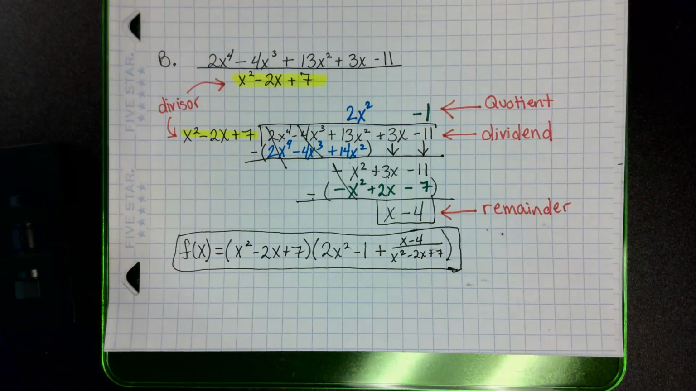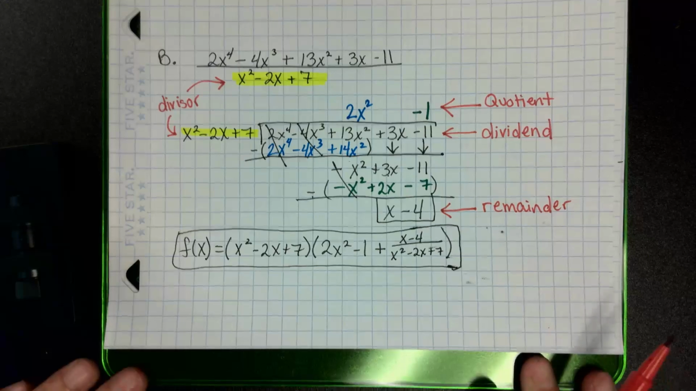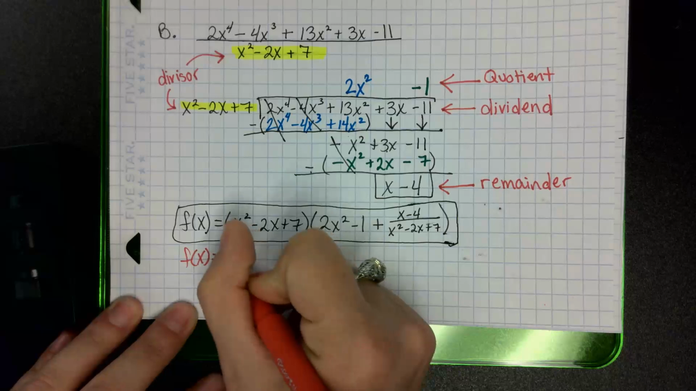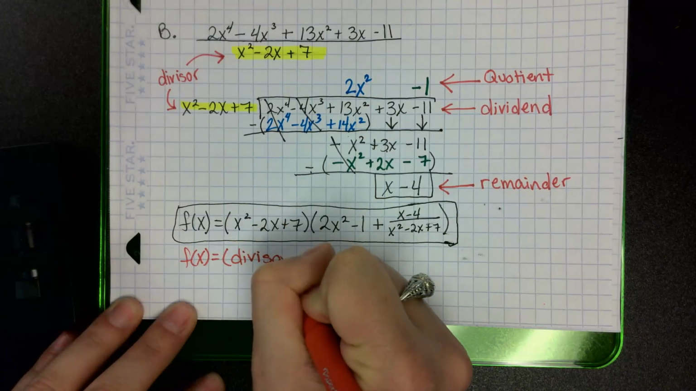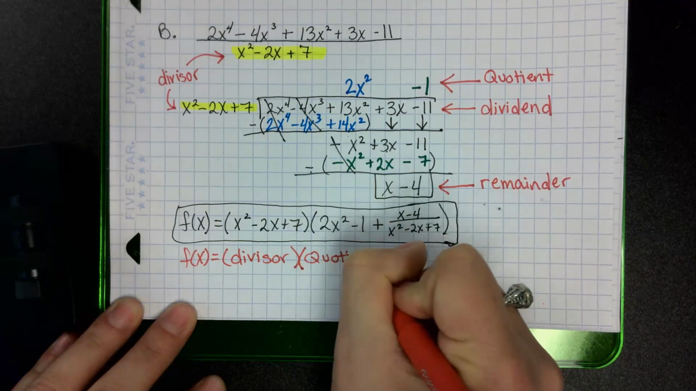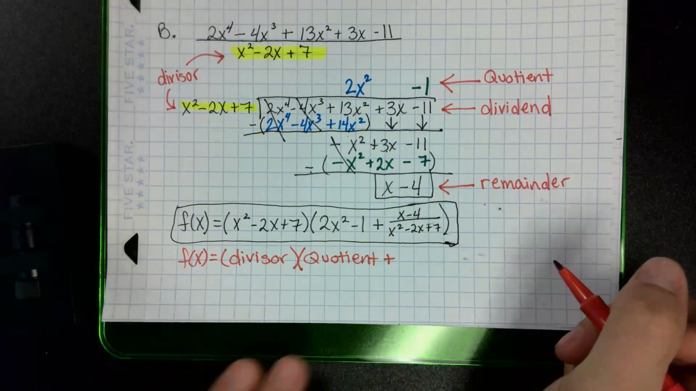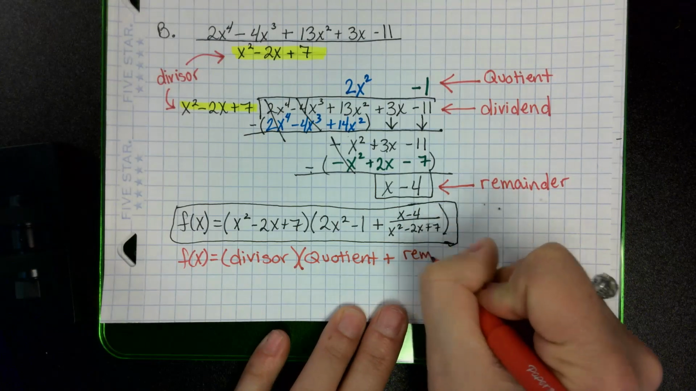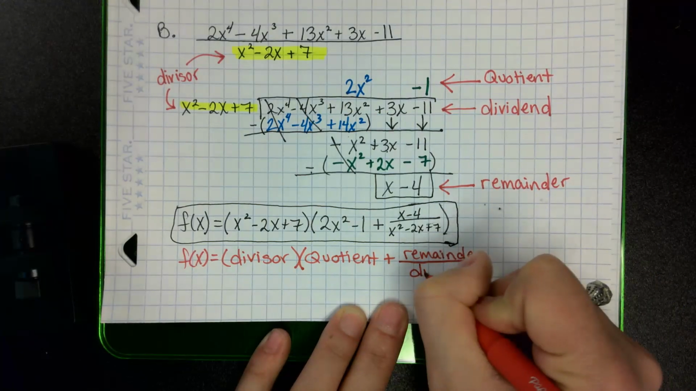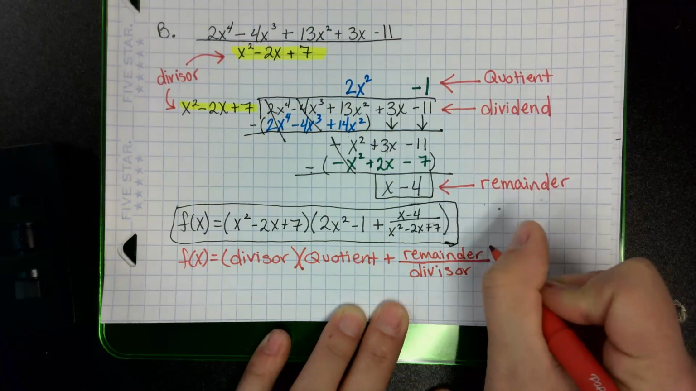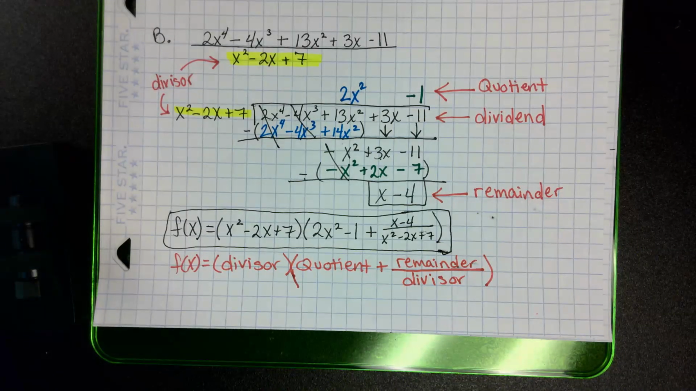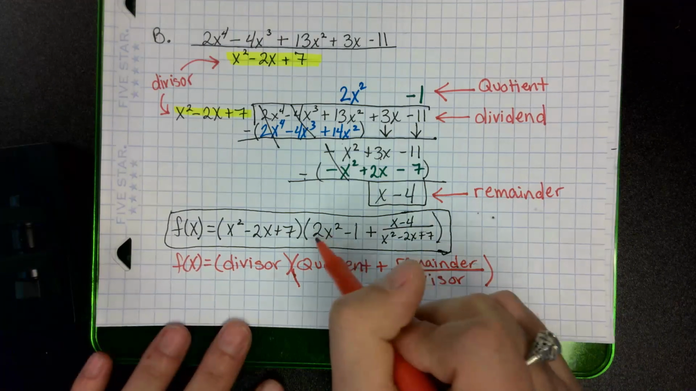So everything in the box is the answer, but the answer is made up of, so I can write this as f of x equals the divisor times the quotient plus remainder over divisor. Which is this part here.